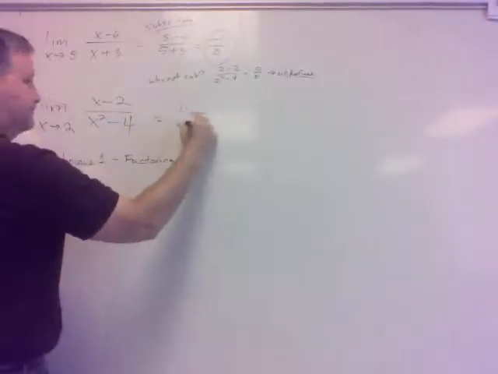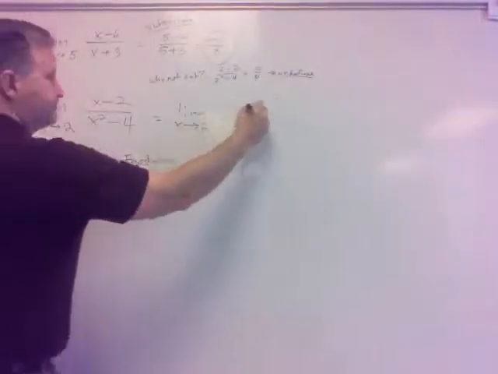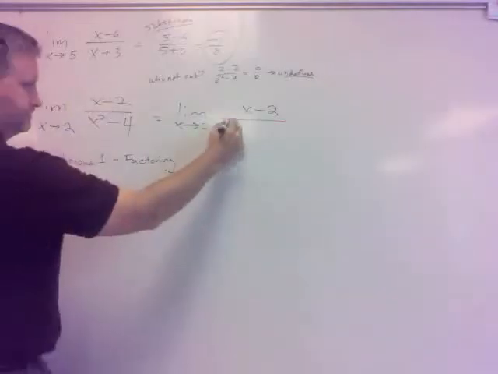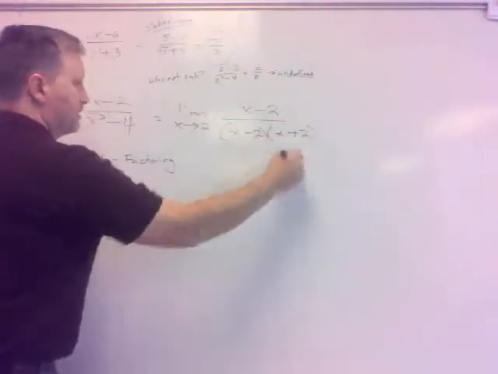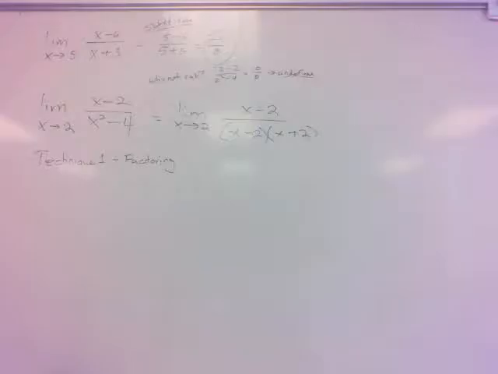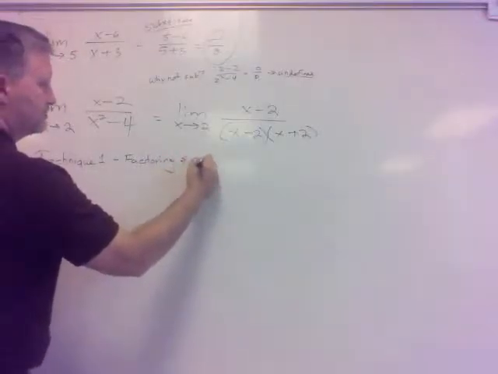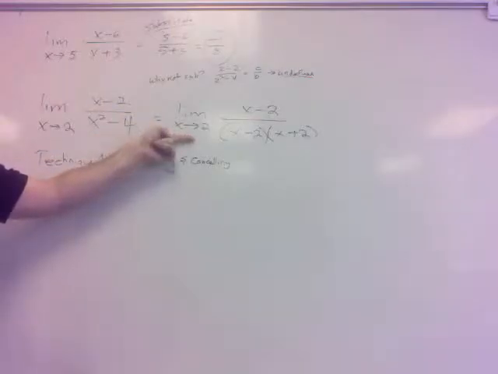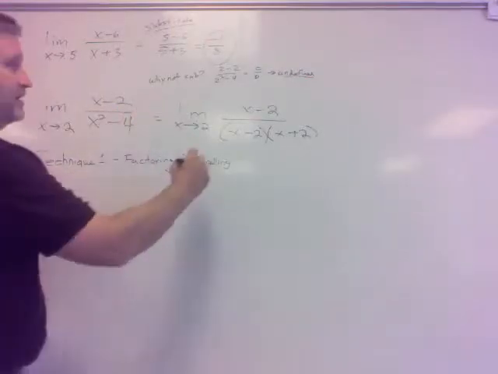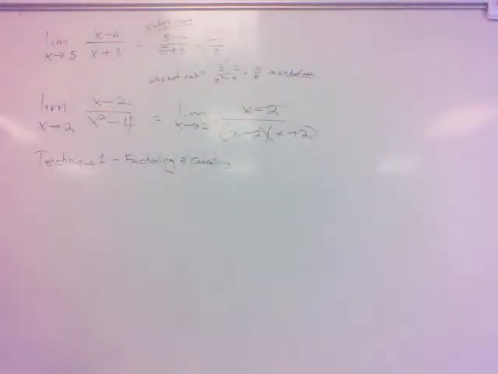You see here, if I factor the bottom, difference of squares, how does that factor? Well, this would be x minus 2 times x plus 2, wouldn't it? X squared minus 4 is x minus 2, x plus 2. We'll call it factoring and canceling, because once I get it factored, can I cancel there? Yeah, and x minus 2 is definitely a factor of the original, but we are approaching 2. So taking this factor of x minus 2 out takes out that undefinable part of it.